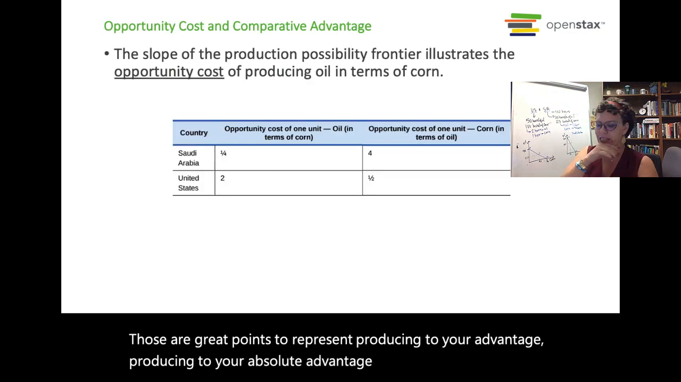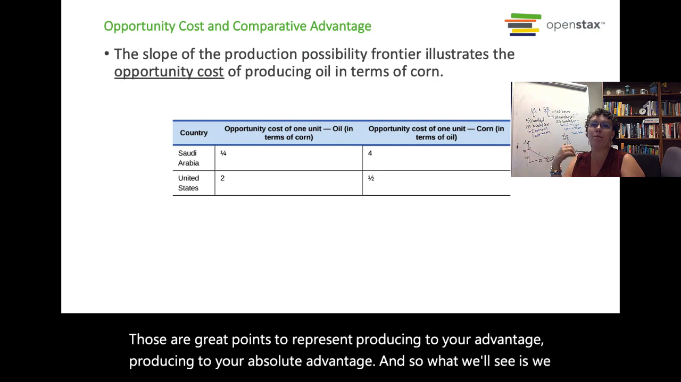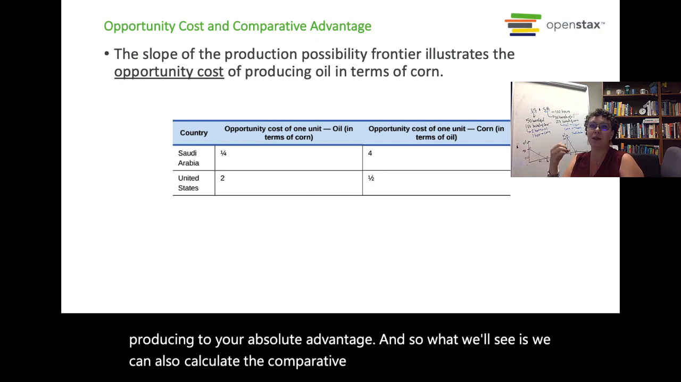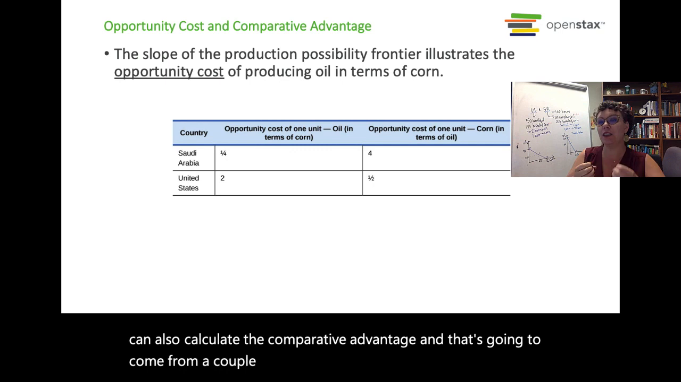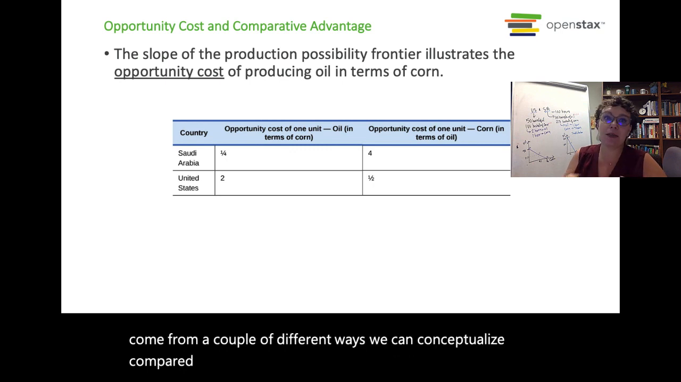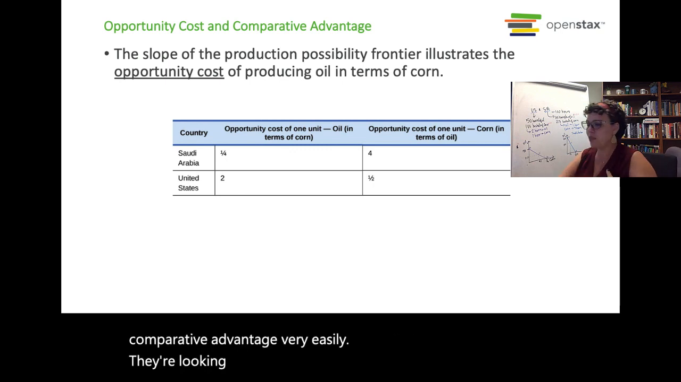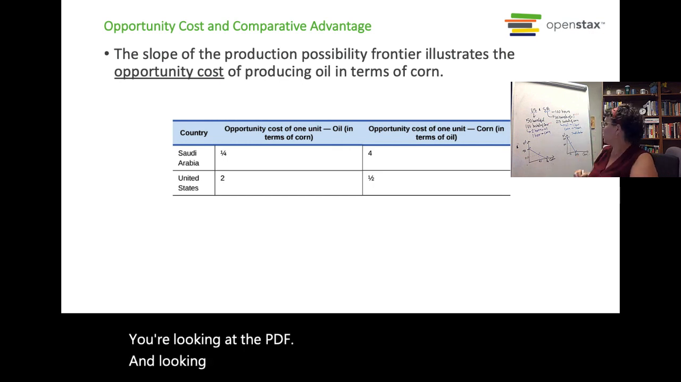And so what we'll see is we can also calculate the comparative advantage. That's going to come from a couple of different ways. We can conceptualize comparative advantage very easily by looking at the PPF and looking at the opportunity cost.